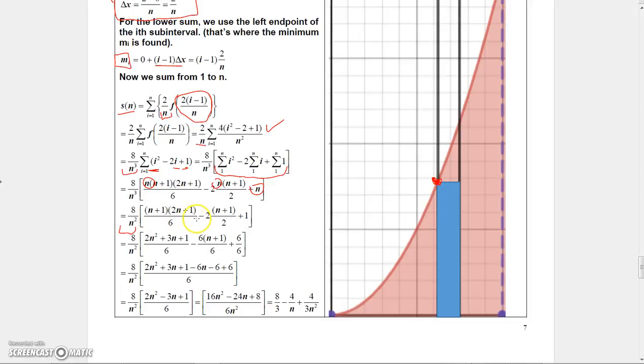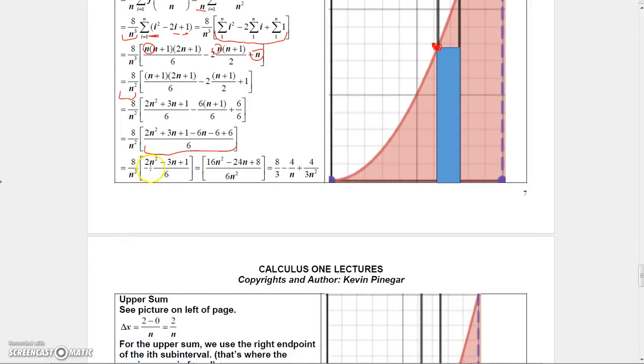Now I need to get a common denominator. I'm just going to tell you I got a common denominator, and then I combined all the terms. I'll let you do that algebra. I got 2n squared minus 3n plus 1 all over 6, times 8n squared. When I multiplied 8n squared through there, I got 16n squared minus 24n plus 8 over 6n squared. If you break this up into three separate terms and reduce each fraction, you get 8/3 minus 4 over n plus 4 over 3n squared. And that represents the sum of the inscribed rectangles.